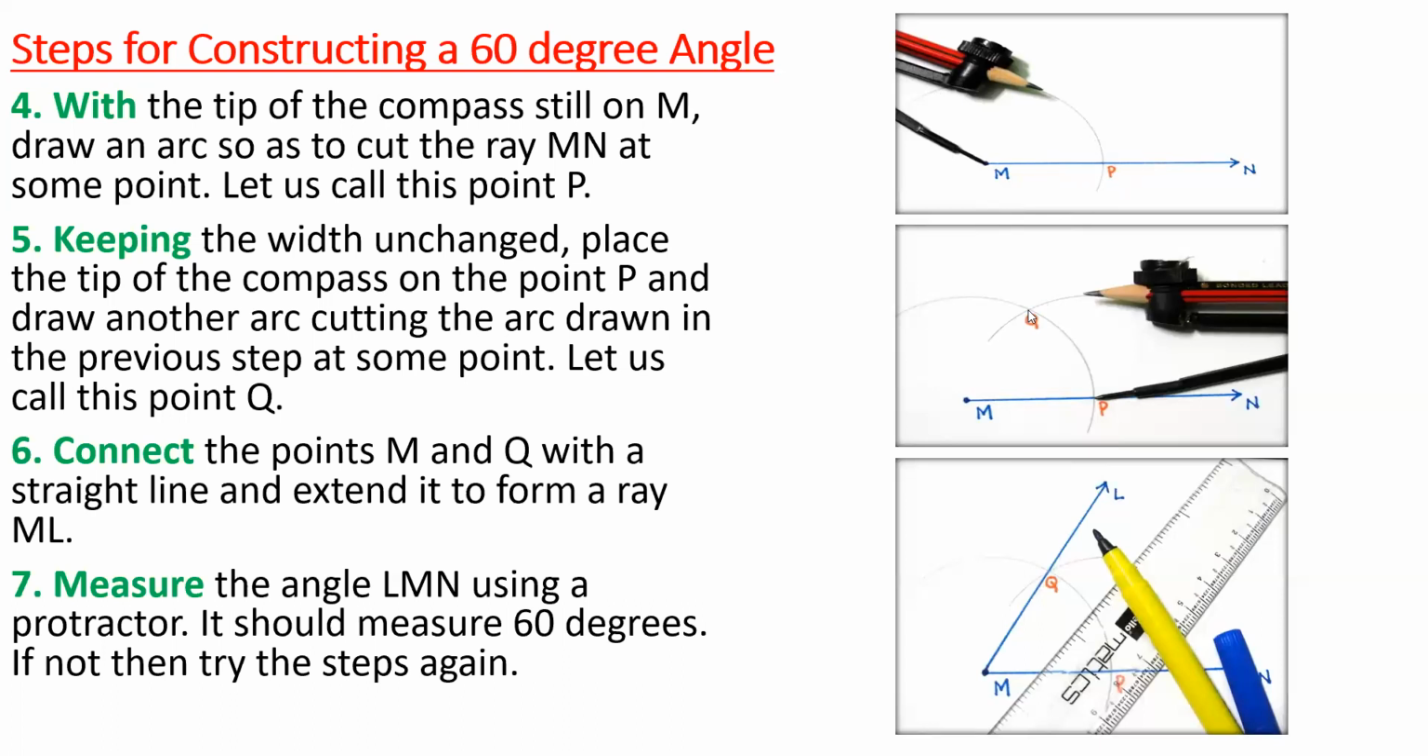Let's call it Q. And then you're going to come to your starting point, your vertex, and you're going to draw a line that intersects the two arcs that were just formed, right? And after that, you're going to measure your angle, and it should be 60 degrees in measure. All right, once you have this written down, I need you to take a picture of this and send it to me via WhatsApp.